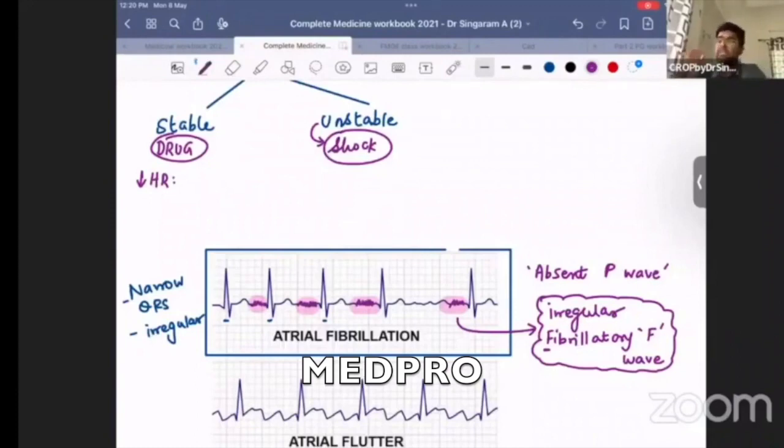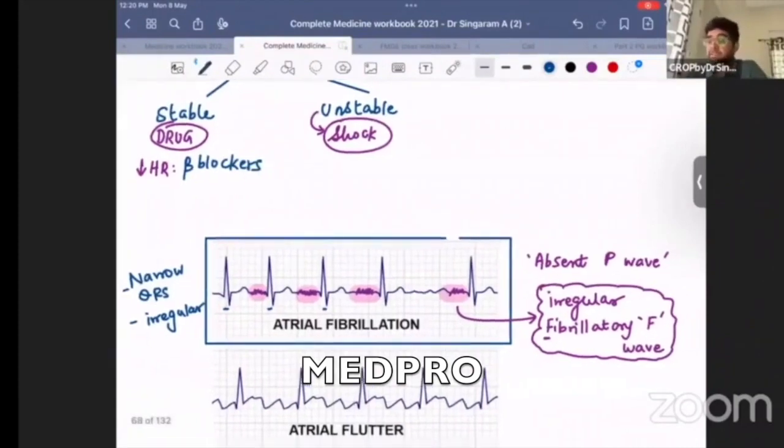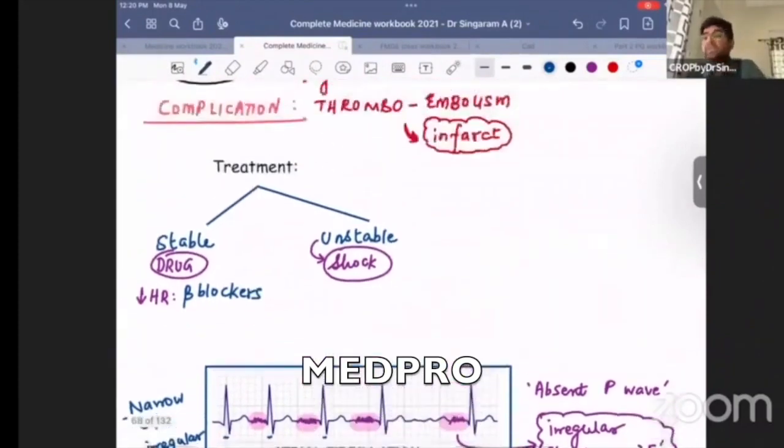In fact, for most of the tachyarrhythmias we give the drug. What is that? Beta blockers. Beta blockers are recommended. Very correct. This is for a stable patient. We give a drug treatment to decrease the heart rate. Second thing, don't forget, what is the other problem? I told you, thromboembolism, infarction can occur.